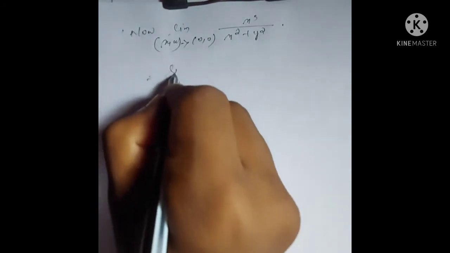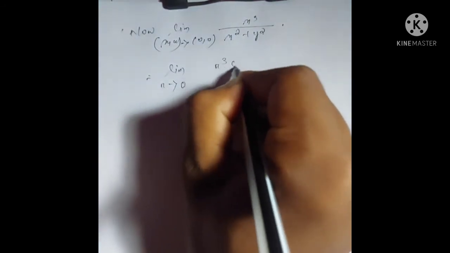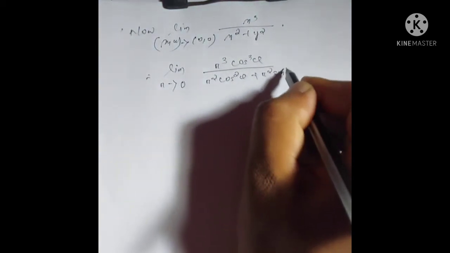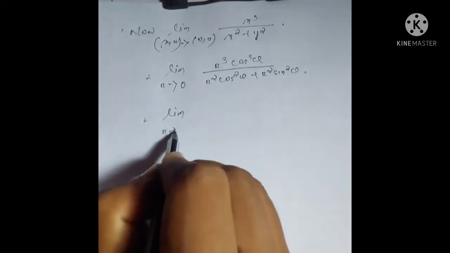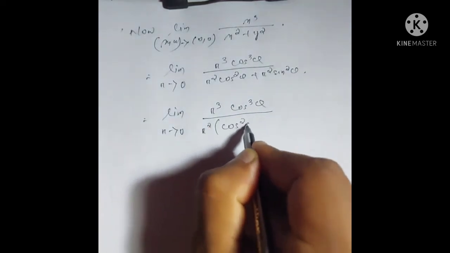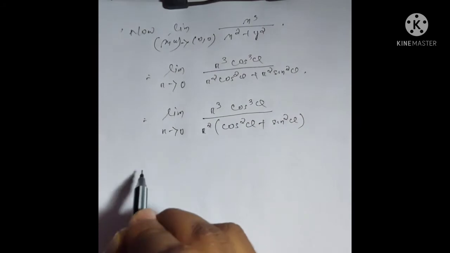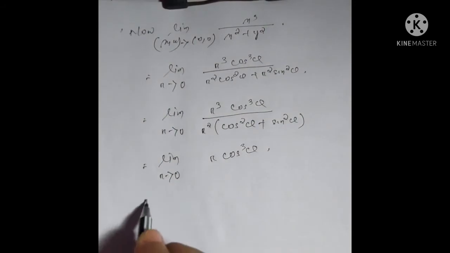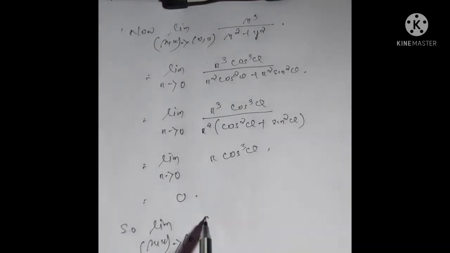The limit as (x,y) tends to (0,0) of x³/(x²+y²) is equal to the limit as r tends to 0 of r³cos³θ divided by (r²cos²θ + r²sin²θ), which is equal to the limit as r tends to 0 of r³cos³θ divided by r²(cos²θ + sin²θ), which is equal to the limit as r tends to 0 of r cos³θ, which is 0. So the limit of f(x,y) as (x,y) tends to (0,0) is 0 and exists.